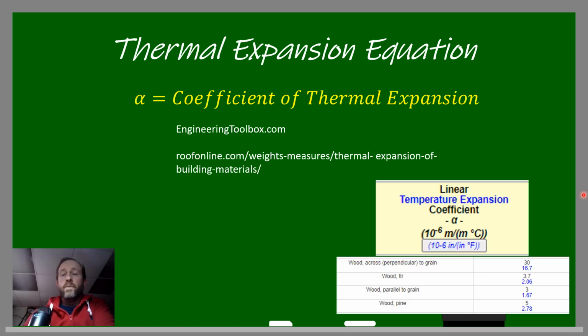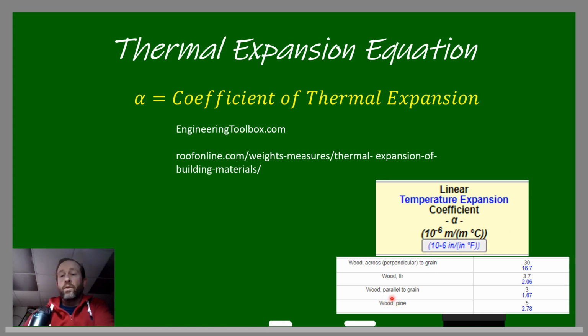There, you may find a whole list of different materials, and they can give you values to use in meters and degrees Celsius, or inches and degrees Fahrenheit. So we have some options here: wood perpendicular to the grain, or wood as in fir. This is a species of wood, fir. Wood parallel to grain, or wood as in pine. Pine is another species of wood.